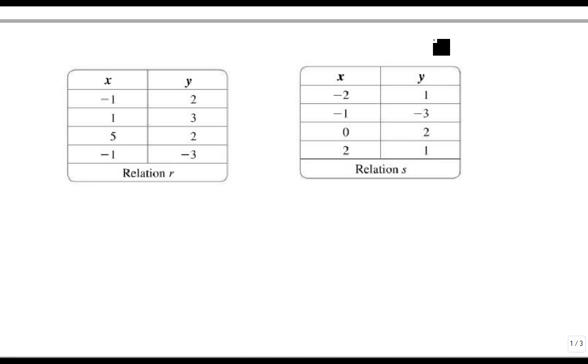Well, here's a table form of the same thing, and again, we're looking for the same thing. We're looking for repeats with different y's, so this is not a function. And again, notice it's the same R that we looked at before. And our S, -2, -1, 0, and 2, no repeats, so this, in fact, is a function.